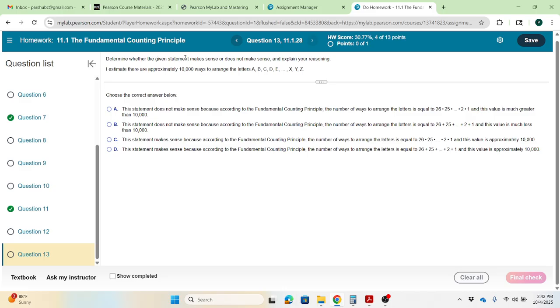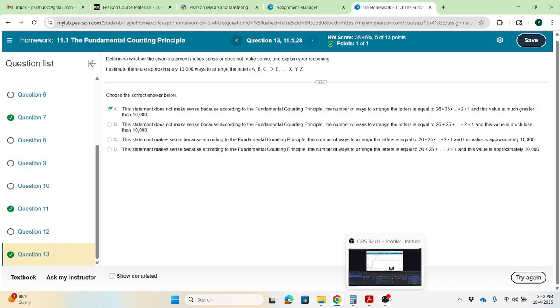Determine whether the given statement makes sense or doesn't make sense. I estimate there are approximately 10,000 ways to arrange the letters. Remember, there are 26 letters. So every single time you can pick the first one as 26, the second one 25, the third one 24, and keep going, and you just have to multiply. So this doesn't make sense. The statement does not make sense because, according to the fundamental counting principle, the number of ways to arrange the letters is equal to this multiplication. Okay, that's all for this section.